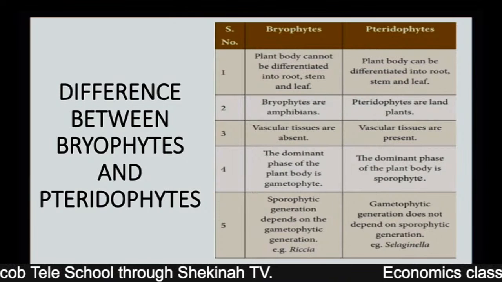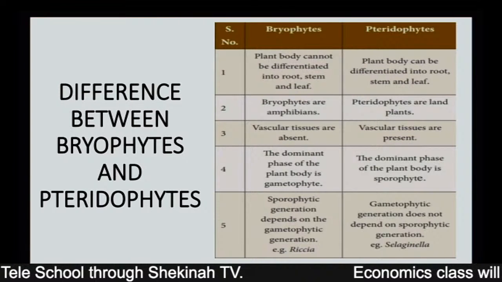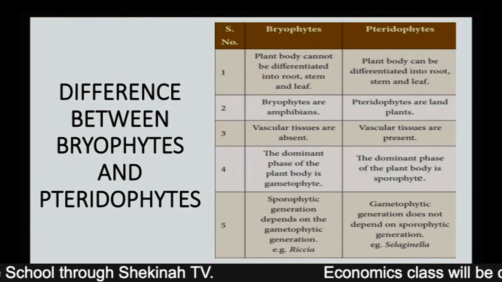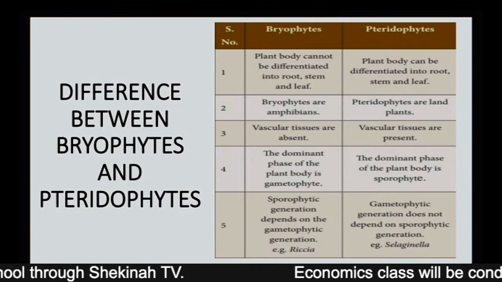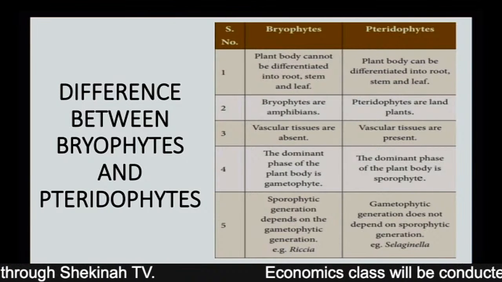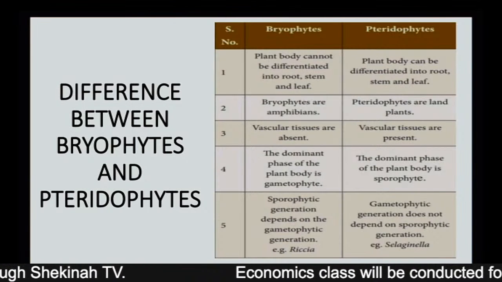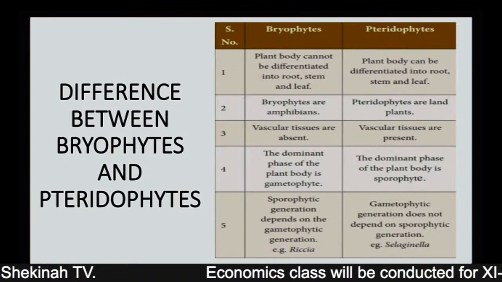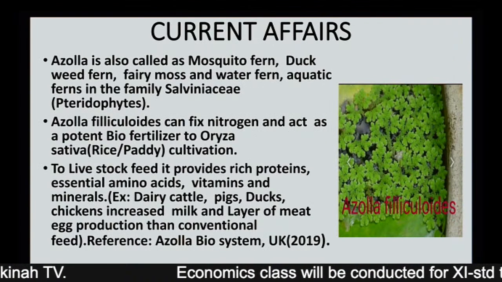An example for bryophyte is Riccia, and an example for pteridophyte is Selaginella. It is again a beautiful ornamental fern. This table is there in the book, children, so you can see it. Next here we go for the current affairs.